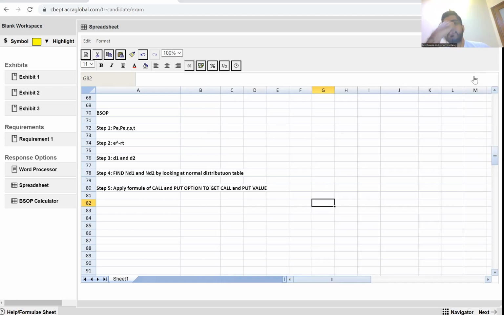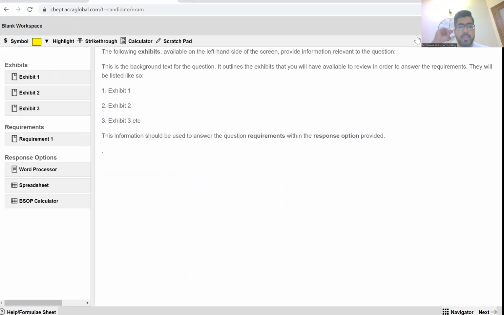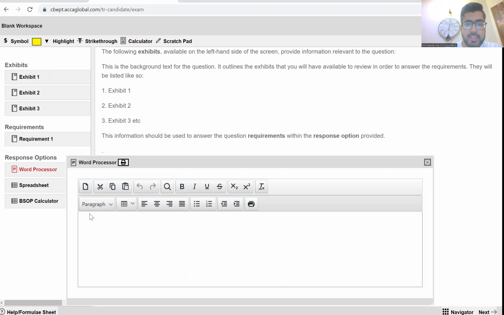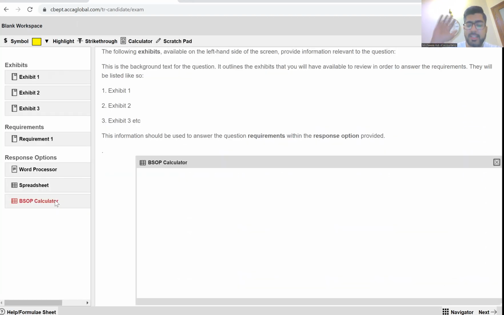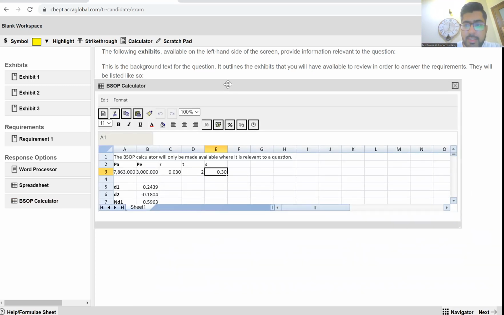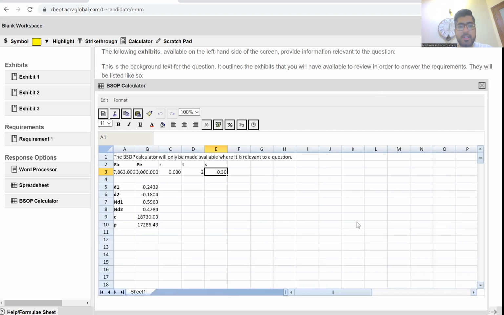Good news for all of you. When you open your examination, on the left hand side you will find a word processor where you will write answers if you want to answer on Word. You will find a spreadsheet where you can write answers if you want. And there is a new thing added called BSOP calculator, and all calculations of BSOP are done via this calculator. No need to perform any calculations.